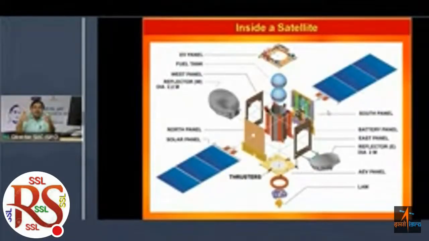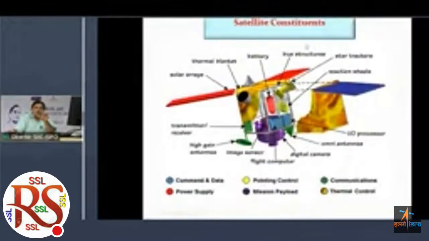So like south panel, north panel, east panel, west panel, which will give you the basic resources for generating power, for sustaining its life, for doing communication, all those things. But the heart or the brain inside that is our payloads. And payloads are two types, communication and navigation, as far as these activities are concerned. So this is how the satellite works.